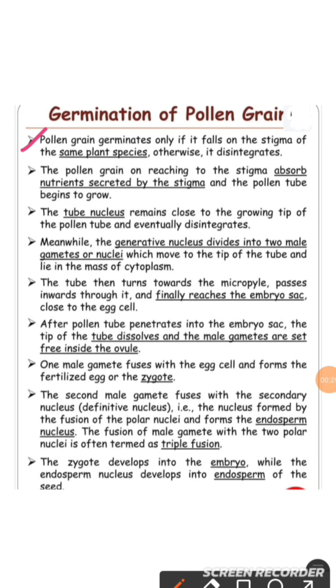On reaching the stigma, the pollen grains absorb the nutrients secreted by the stigma, and the pollen tube begins to grow. The tube nucleus remains close to the growing tip of the pollen tube and eventually disintegrates.